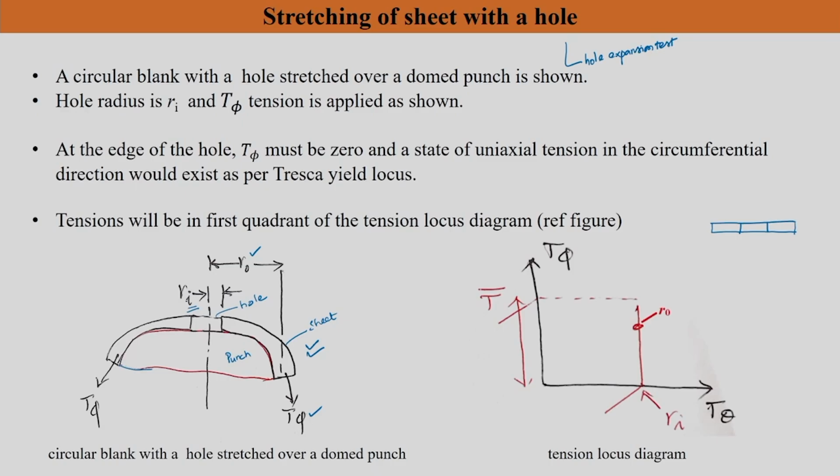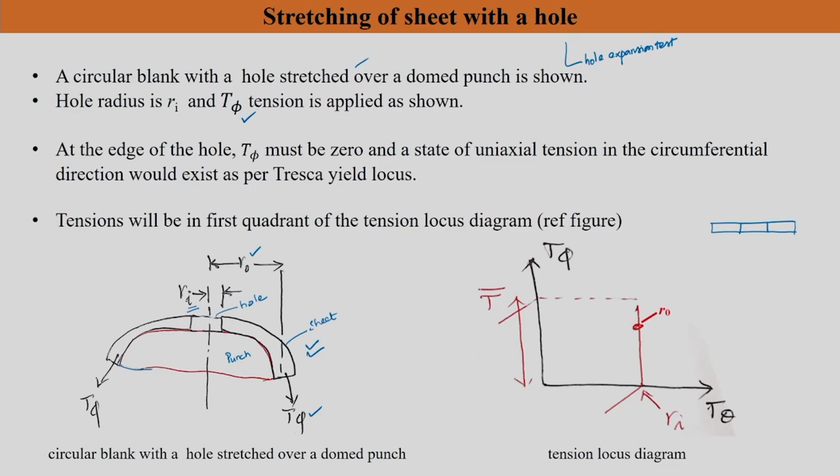So, when your hole is going to crack and formability will be over, is what you can find out from the hole expansion test. There are standards available, but here we are just giving you a schematic. A circular blank with a hole stretched over a domed punch is shown, the hole radius is Ri, and tension T phi is applied as shown.